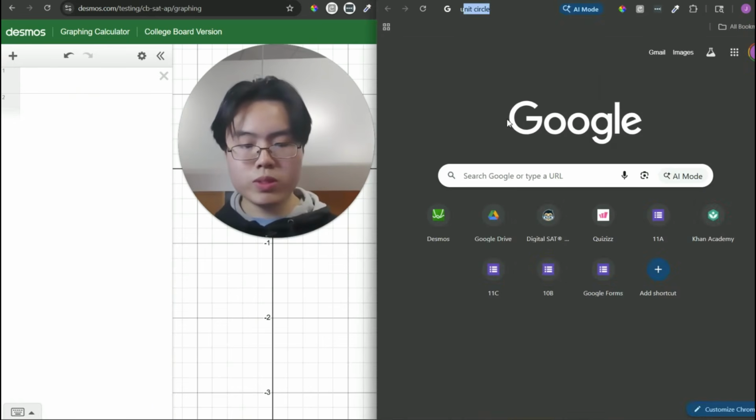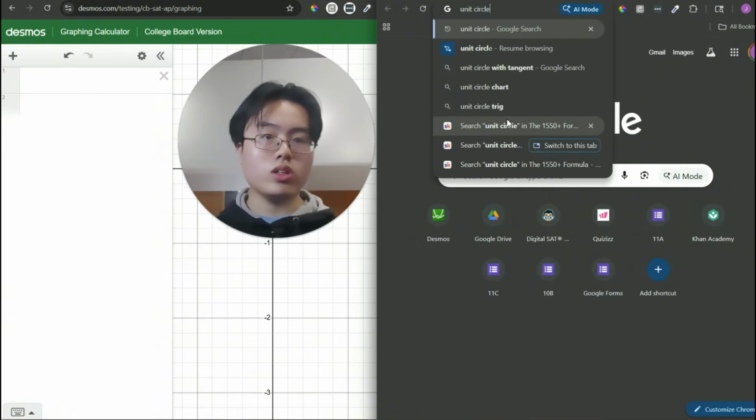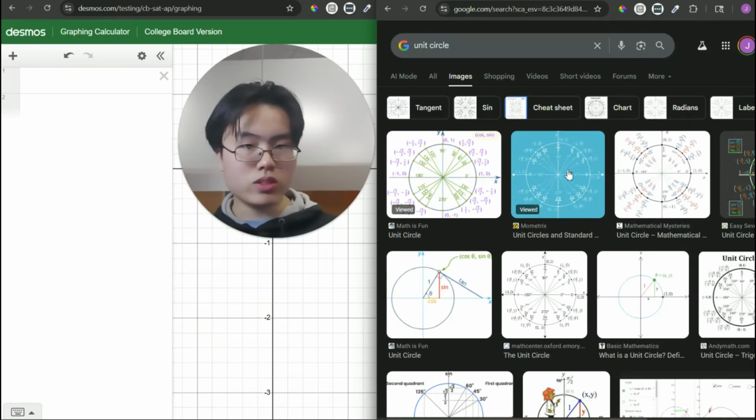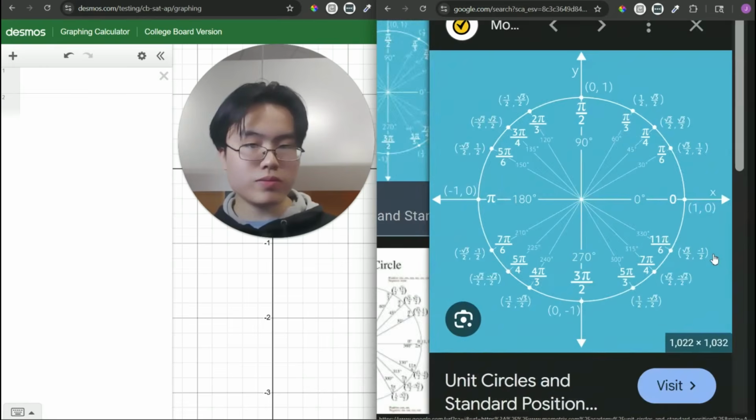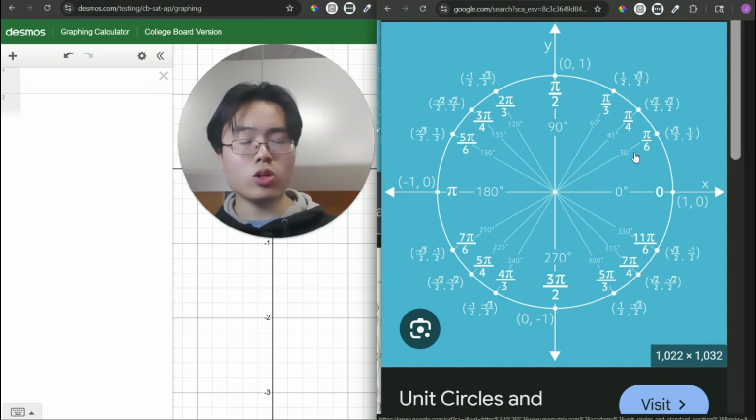Okay, first of all, what do I mean by unit circle? If I search up unit circle on Google here, and I go to images, normally, at least most tutors would tell students to memorize this. Okay, you have to memorize all of this. So at least know really well how to get all these coordinates given the angle, or get the angle given these points. And even memorizing this entire thing isn't enough to solve all unit circle questions that can be tested.